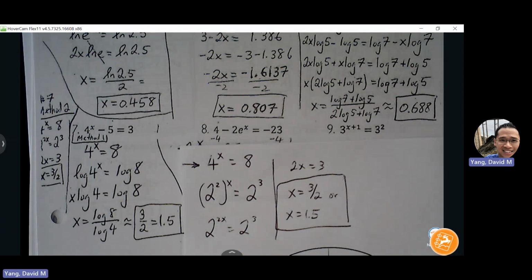Okay, try number 9. Number 9 feels easy because the bases match. I can just drop the bases out and solve for x.